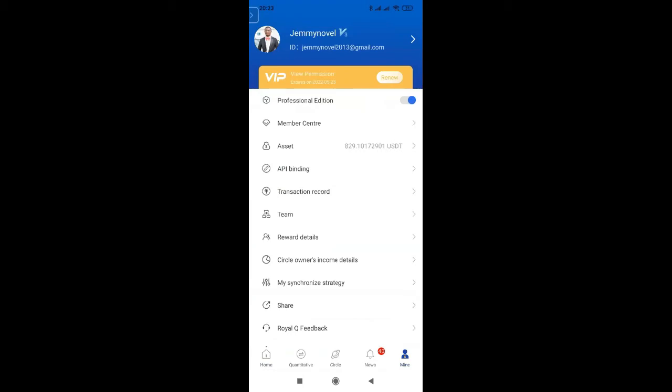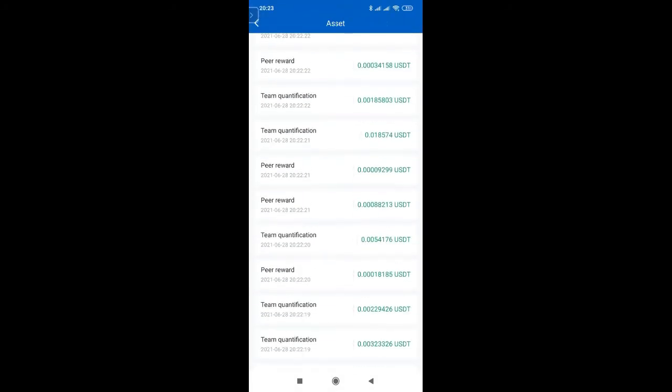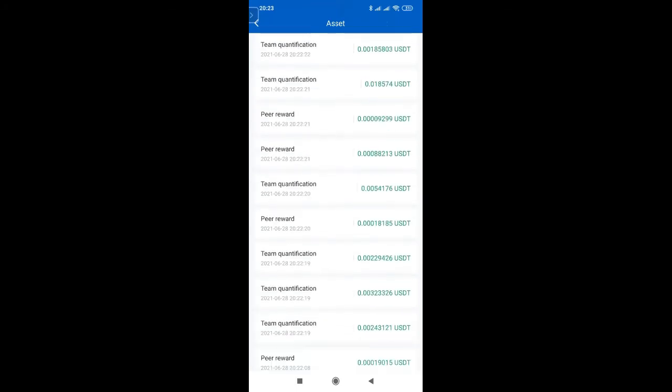This is my own dashboard. Now you click assets. As you can see, these are rewards from people that are trading under me. As people are trading under me through my structure and making profits, the company is also paying me a percentage. I'm also earning. So as my downlines are making profit, I am also earning.